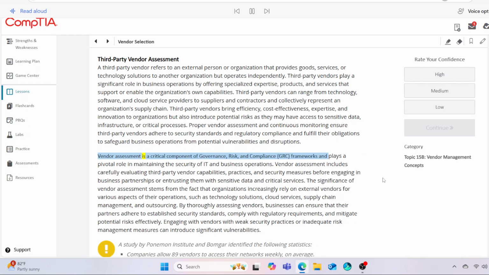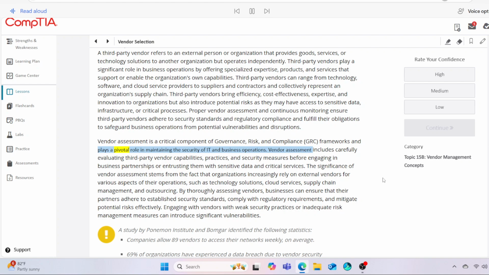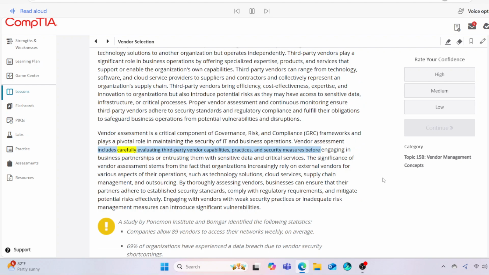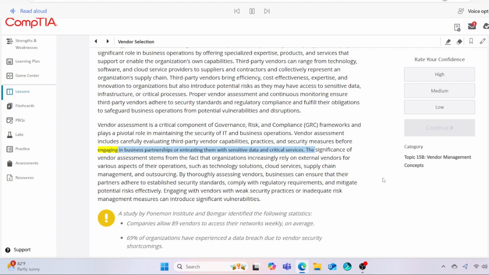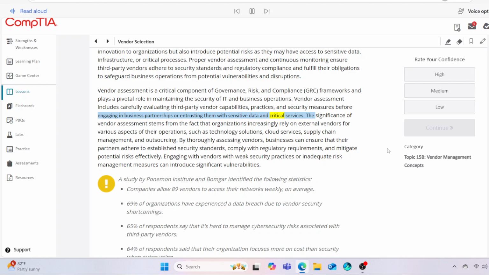Vendor assessment is a critical component of governance, risk, and compliance, GRC, frameworks, and plays a pivotal role in maintaining the security of IT and business operations. Vendor assessment includes carefully evaluating third-party vendor capabilities, practices, and security measures before engaging in business partnerships or entrusting them with sensitive data and critical services.